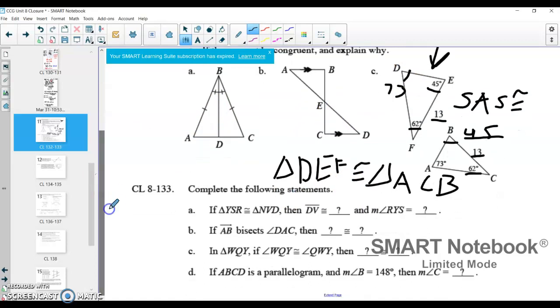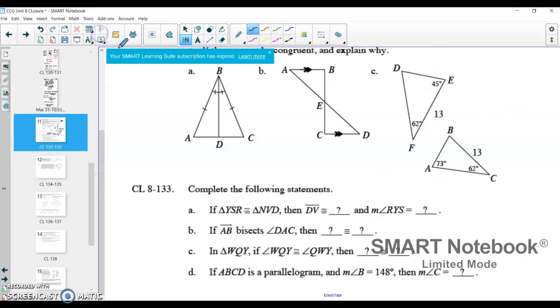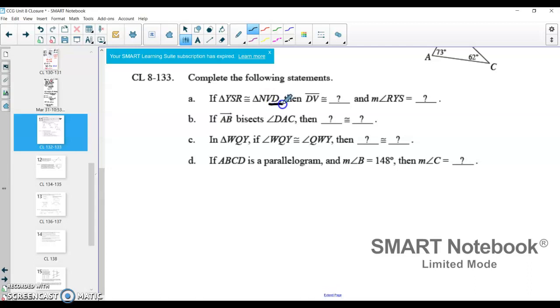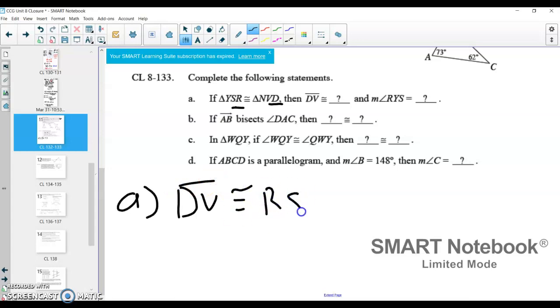All right, the last one here, it's kind of just reading these statements. And it does help to draw them out, but it also helps just to read the statements and know what they mean. And so we'll move on to this one here. Complete these following statements. If triangle YSR is congruent to NVD, then DV here in that statement must be congruent to RS. And so the first part in A is that DV must be congruent to RS, and I'm really just getting that out of the statement that they had written there.